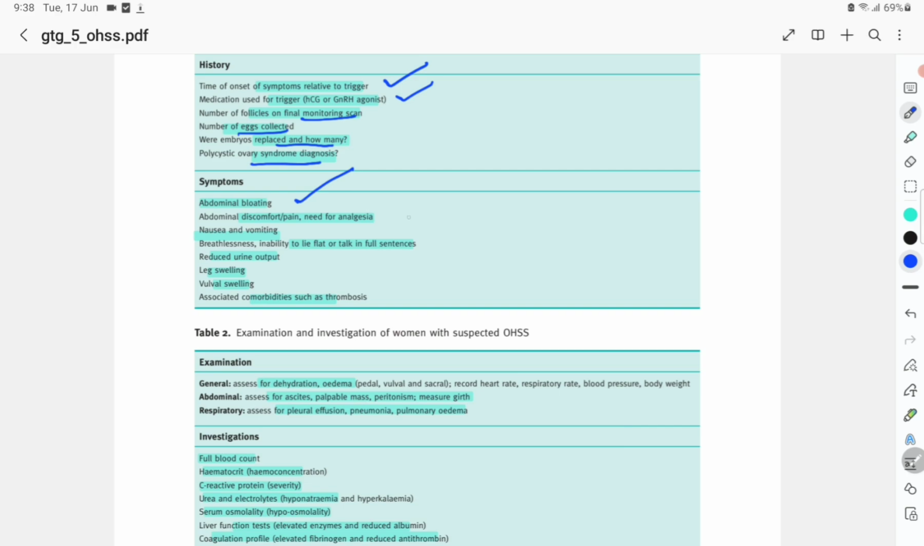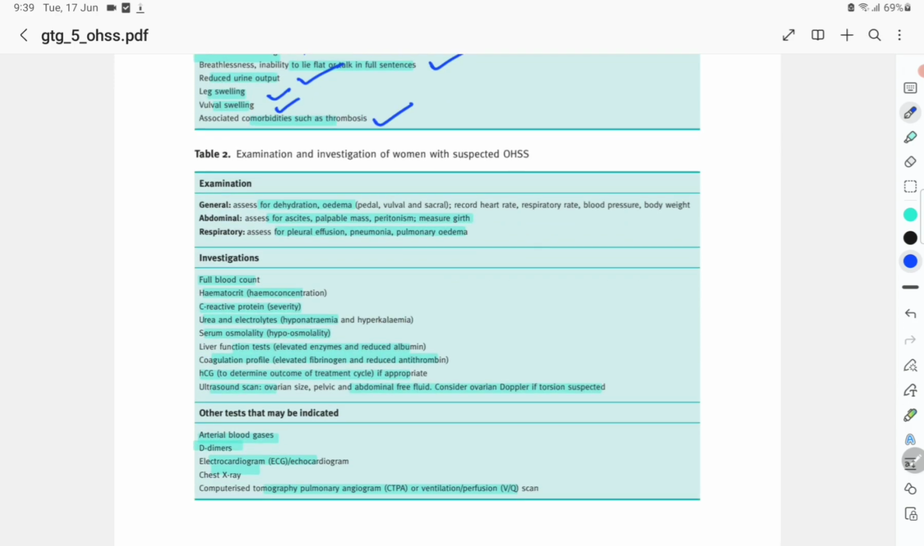Symptoms-wise, you can ask about abdominal bloating, discomfort, pain, need for analgesia, nausea, vomiting, breathlessness, inability to lie flat or talk in full sentences, reduced urinary output, leg swelling, vulval swelling, and associated comorbidities like thrombosis. The general examination covers dehydration, edema, pedal edema, vulval edema, sacral edema; record heart rate, respiratory rate, blood pressure, body weight. You have to assess abdominal ascites, palpable mass, peritonism, measure girth. In case of respiratory distress, you assess pleural effusion, pneumonia, pulmonary edema.